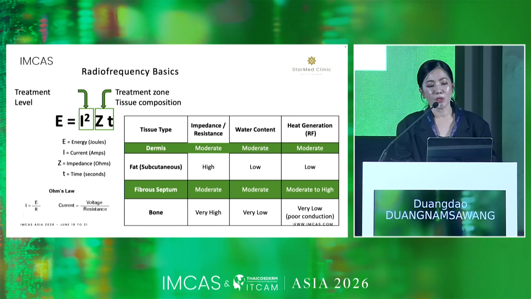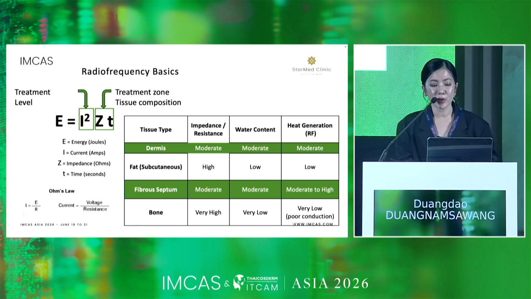Let's go deep into the radio frequency basics. This is the formula: when you pass current through the tissue, it has impedance. So the energy is proportional to the current that we put in, the impedance, and the treatment time. The table shows that various types of tissue have different impedance and water content. So they will create different heat generation in each tissue.